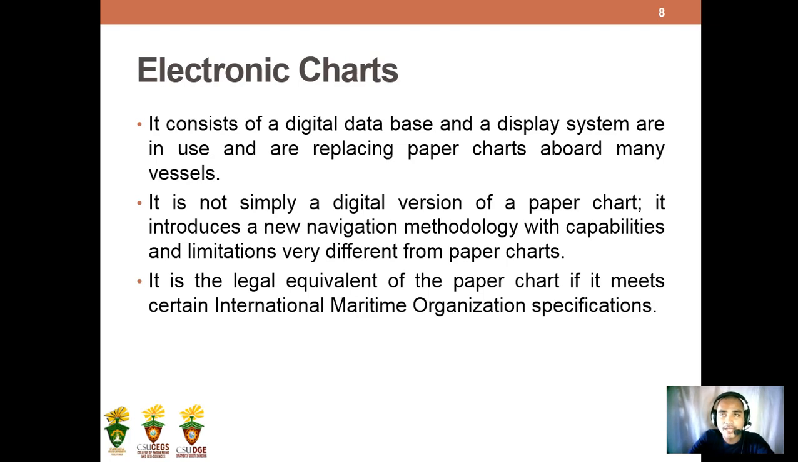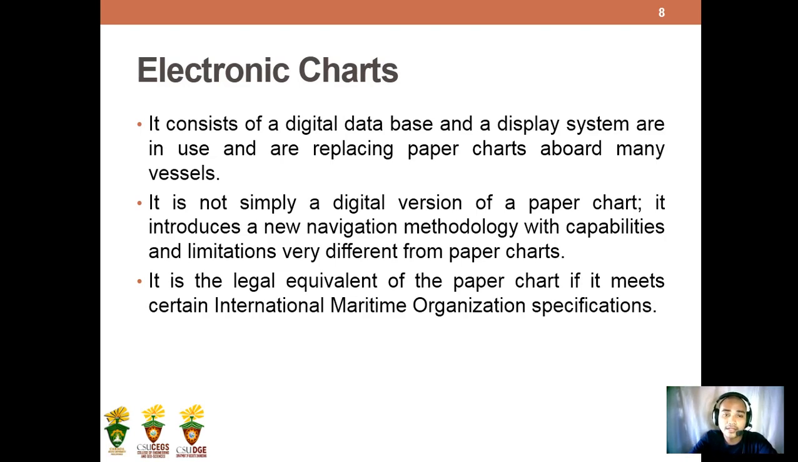Since technology is emerging and we are living in a high-tech world, the charts that were printed on animal skin were then transferred into paper charts, and now we are into the electronic generation. It is not simply a digital version of a paper chart. It introduces a new navigation methodology with capabilities and limitations very different from paper charts. So there are many processes that we encounter. When we say traditional charts, they are really different from electronic charts.